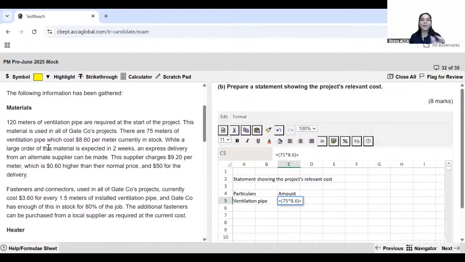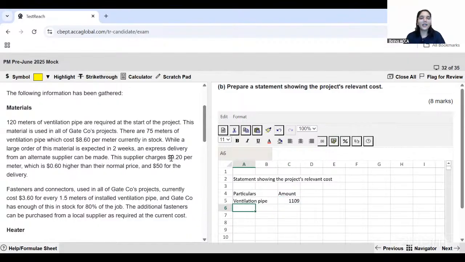120 is my total requirement. Only 75 has been met till now. So 120 minus 75 is going to give you 45, which you will have to buy from outside. And what do we have to buy it for? We are going to have to pay 9.2 for these extra 45 units. And then there also has to be a $50 worth of delivery charge. Why is this important? Because this is happening only because of this project. That is why these $50 and these $9.2 are going to be taken as a part of our relevant cost. So this is the calculation pertaining to our ventilation pipe.